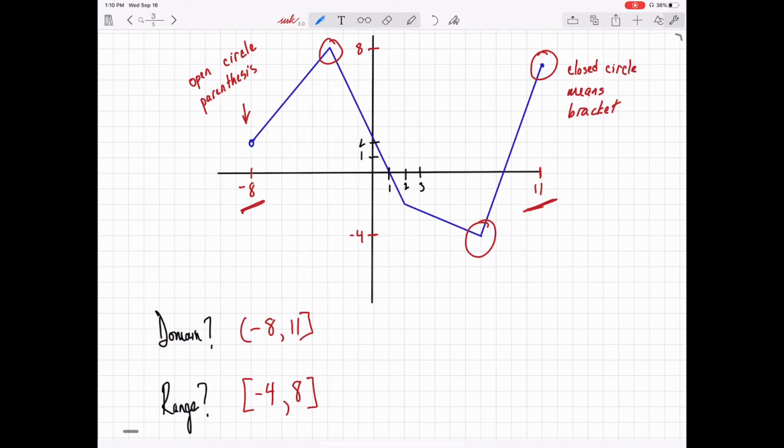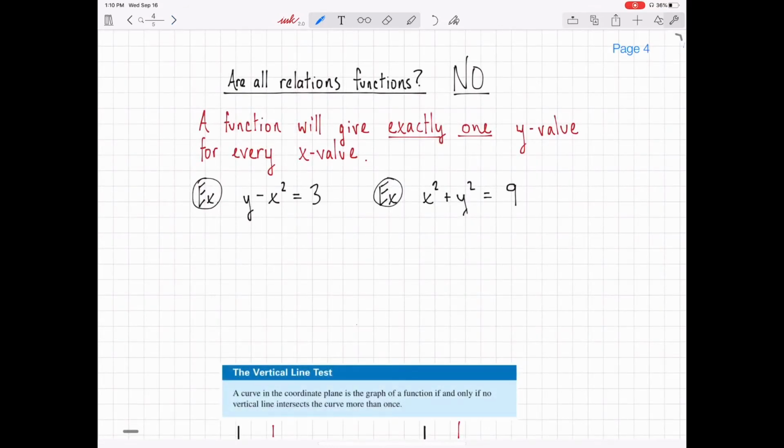Okay, let's go on to the next little topic here. This section is just a variety of little things we're going to take care of. So, are all relations functions? Now, a lot of you did the vertical line test in Algebra 1. You may have done some of it in Algebra 2. A very simple definition of a function is that a function will give exactly one y value for every x value. And what that means is easily seen when we work through a couple of examples.